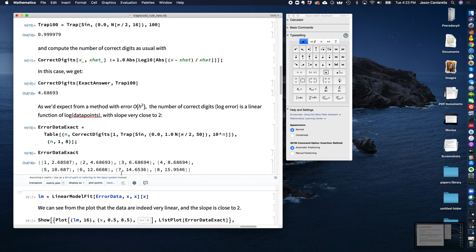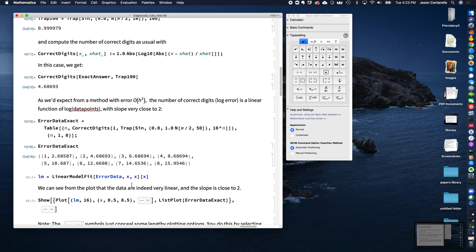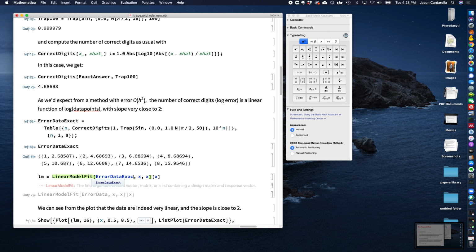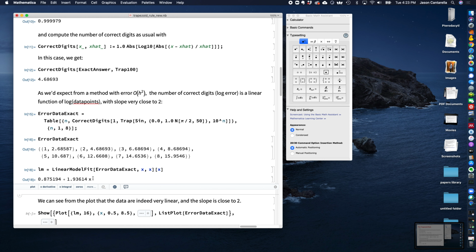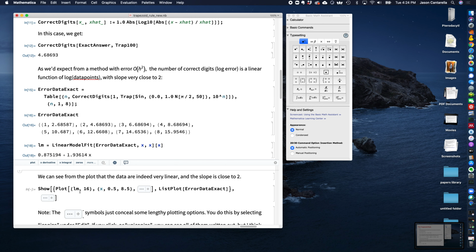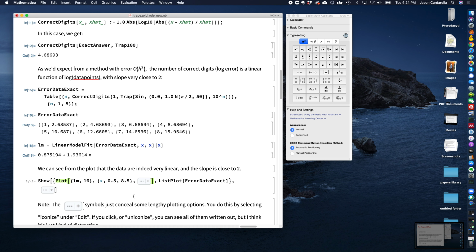So now I'm going to go ahead and fit a linear model to that. And I'll make that error data exact. And you see that when I fit the linear model to that, I get the linear model 0.875 plus 1.93614x. So that is indeed very close to 2, which makes us happy.